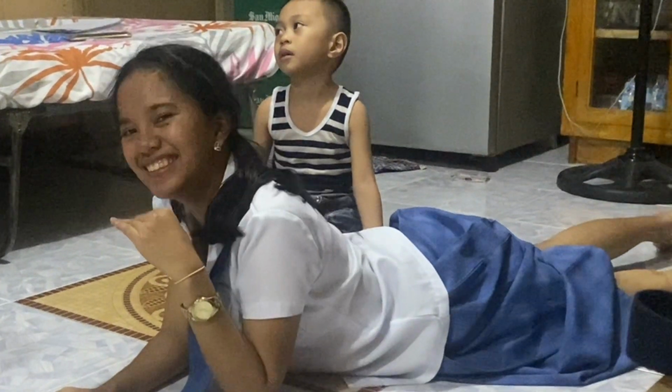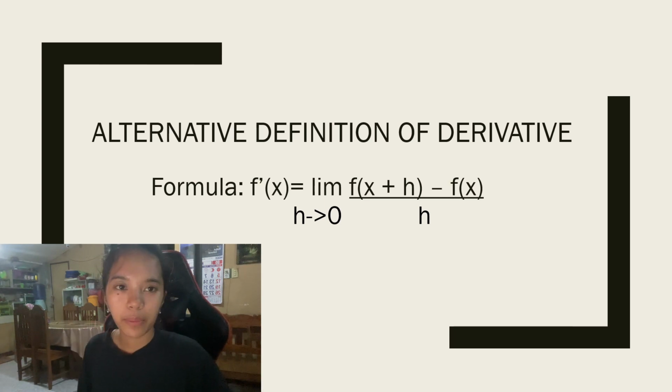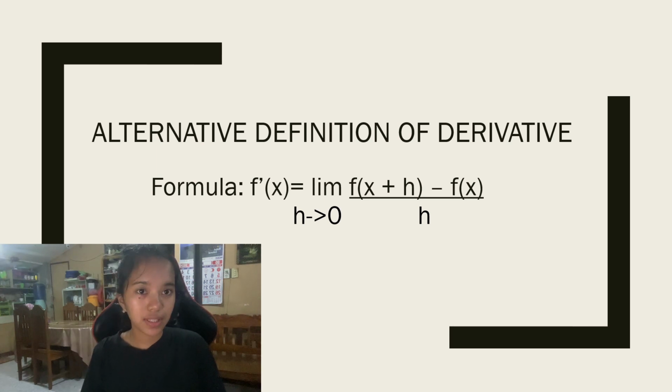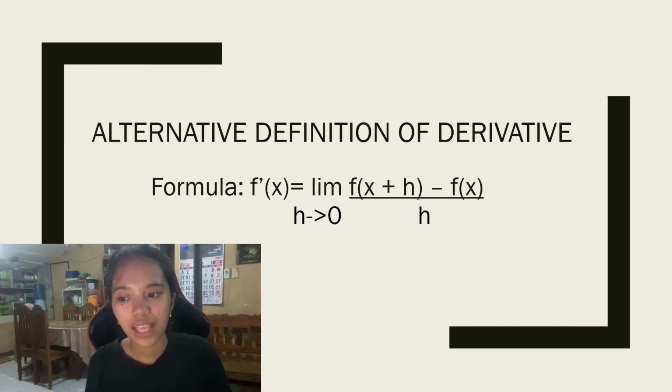Hey everyone, so it's me Jenifer, and we will be learning today about the alternative definition of derivative. So, our formula for this one is f prime, okay, so this is how you read it. F prime of x equals limit f of x plus h minus f of x over h as h approaches 0.